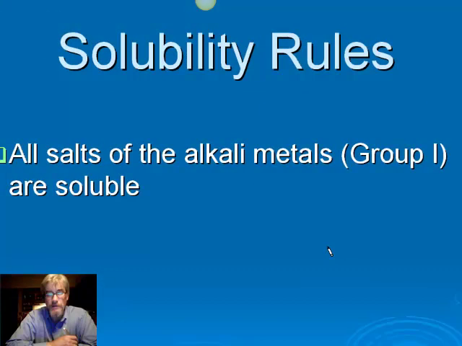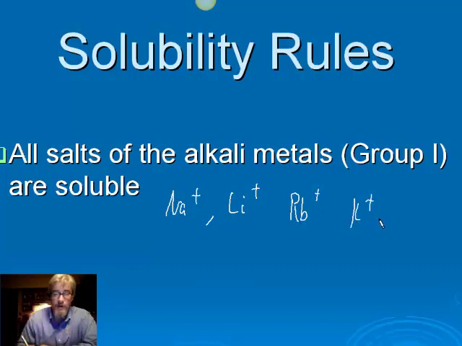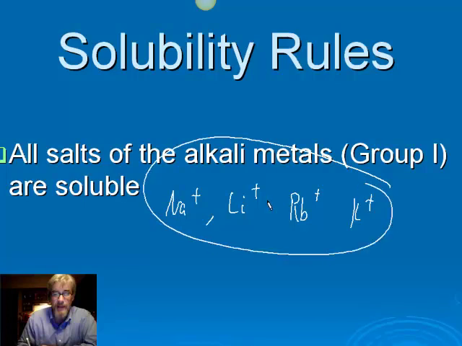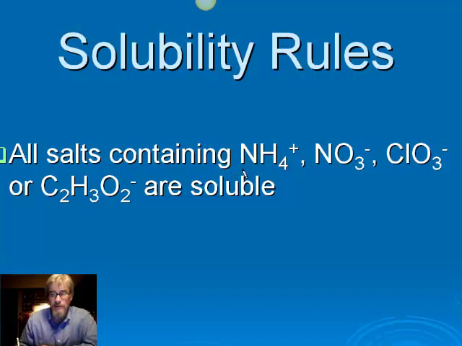First of all, salts of the alkali metals, which means the group 1s, are soluble. So we're talking about Na plus, Li plus, Rb plus, K plus. Any salt that has those as their cation is going to be soluble, no exceptions to that rule. There's another rule. All salts who have the cation ammonium, NH4 plus, or have the anion nitrate or chlorate will be soluble. And almost all the time, C2H3O2 salts, acetate salts, are also soluble.